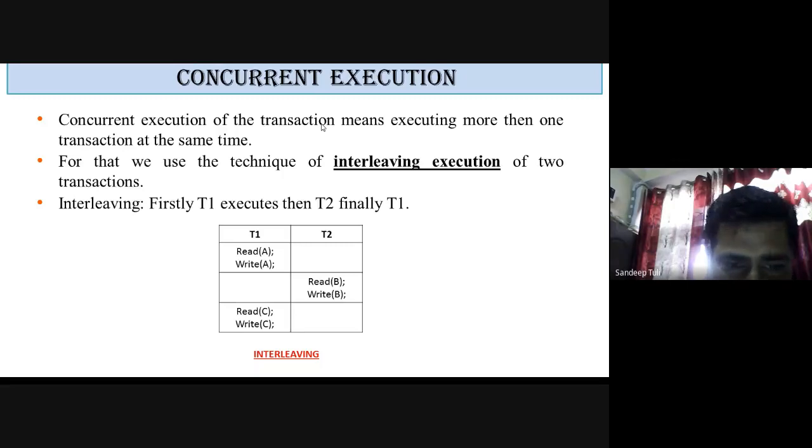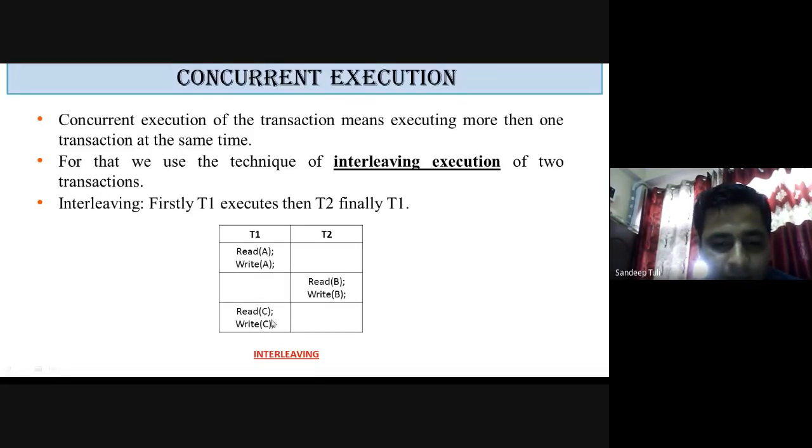Now what happens actually? For concurrent transactions, we will use the interleaving technique to execute the transactions. Interleaving means that in between, the transactions need to be executed. In this case, after T1 reads A and writes A, transaction T2 starts, and it starts reading B and then writing B. Right now you can see that transaction T1 has not finished at all.